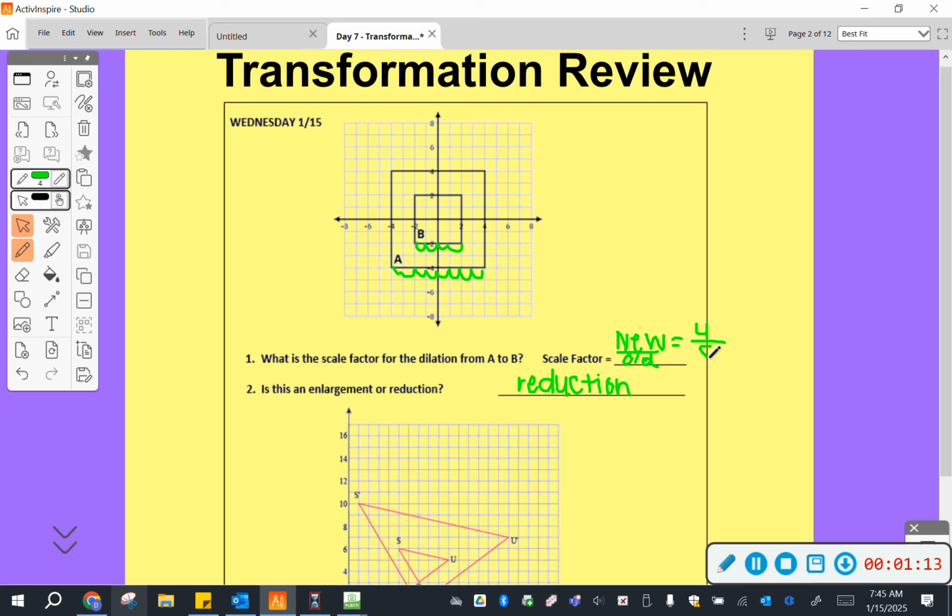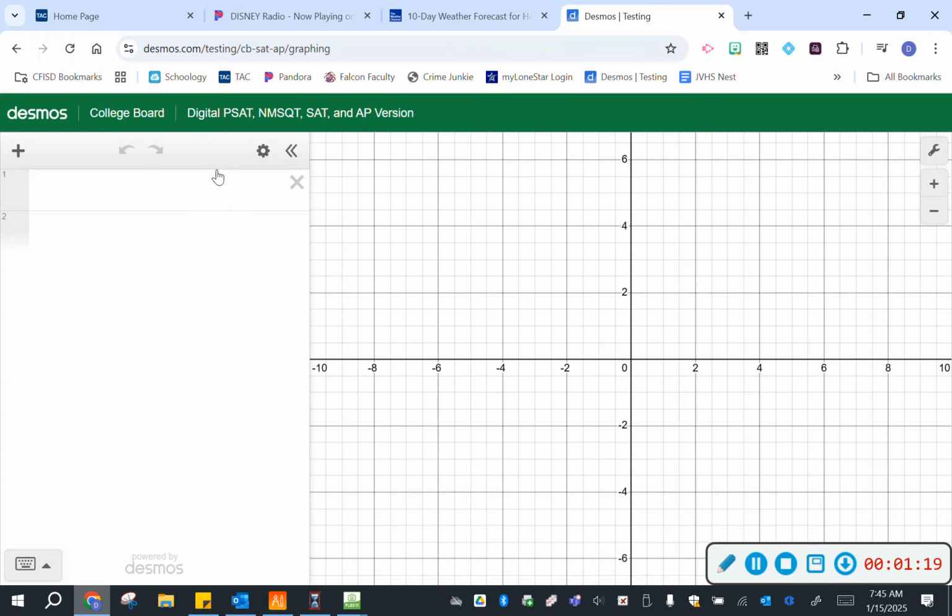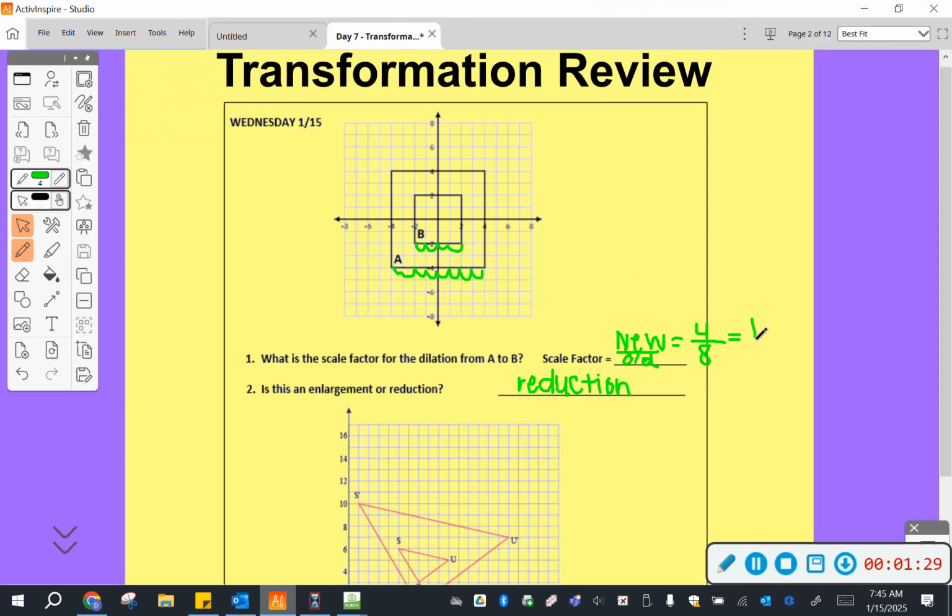What is 4 divided by 8? If you're not sure, what can you do? Desmos. When you're typing this in Desmos, just make sure you hit this little button to make it a fraction, and what do I get? 1/2. Does that make sense? If you multiply something by half, isn't it going to get smaller? Yeah.